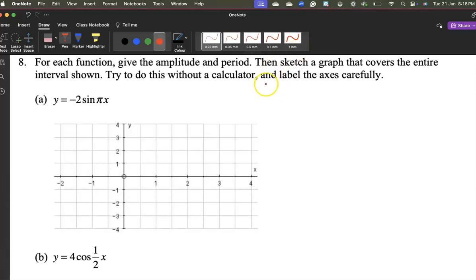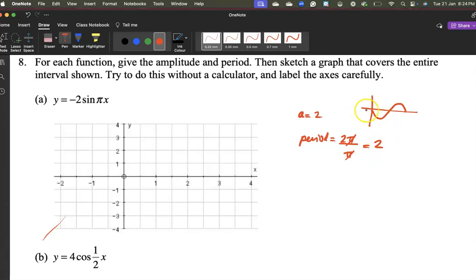For each function, try this. Let's see. So what you do in this case is, your amplitude is 2 basically. Whenever you have a negative, your graph gets reflected in the x-axis. What's the formula for period? The period is 2 pi upon b, the coefficient of x, which is pi. So period is 2. Correct. So now we'll get everything in terms of numbers.